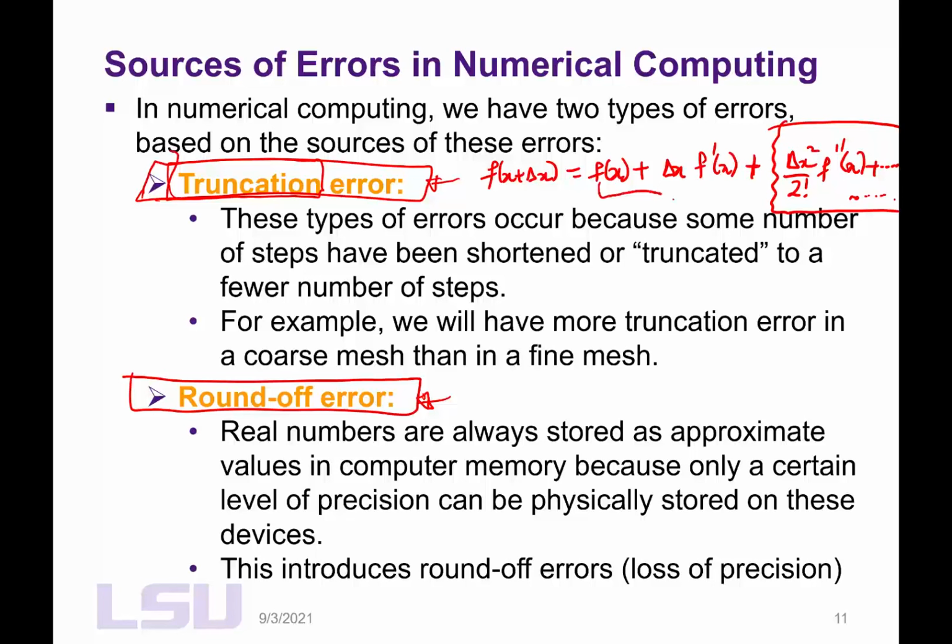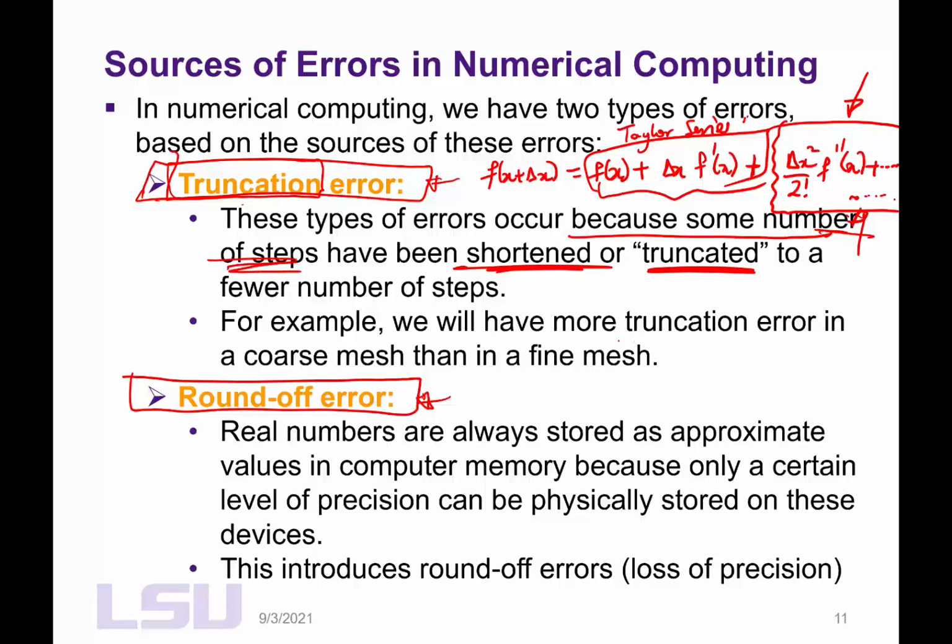Because you can't continue this expansion infinitely. This, by the way, like I said, is a Taylor series expansion. So this will be the truncation error, the error that occurs because some of the terms or some of the steps have been shortened or truncated, which is why it's called truncation error. And we only use a small number of steps.